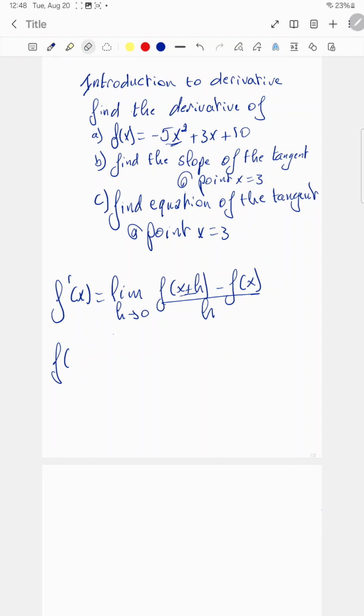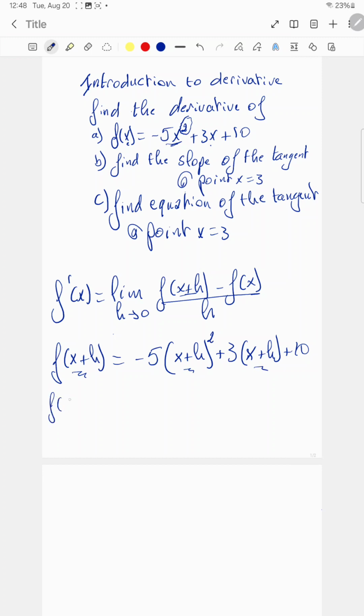let's write it: f of x plus h equals minus 5, and instead of writing x, I will write x plus h squared, because I have a square here, plus 3, and instead of writing x, we have to write x plus h, plus 10. Because that is f of x, and I have x here, for f of x plus h I have to replace x by x plus h.